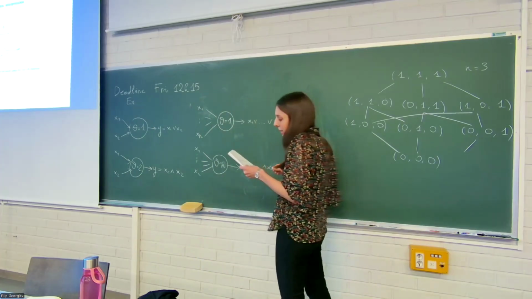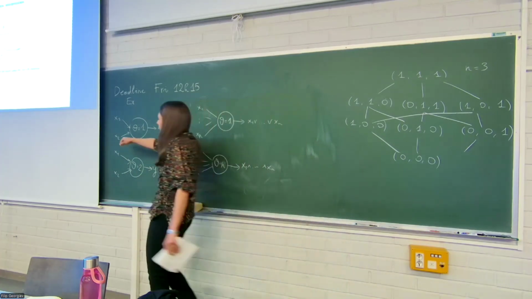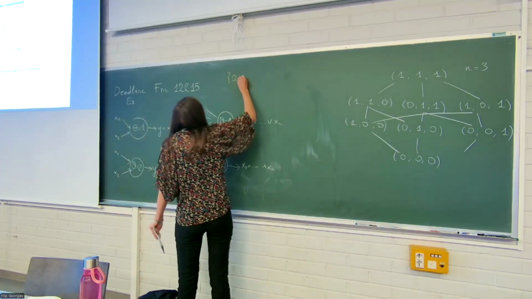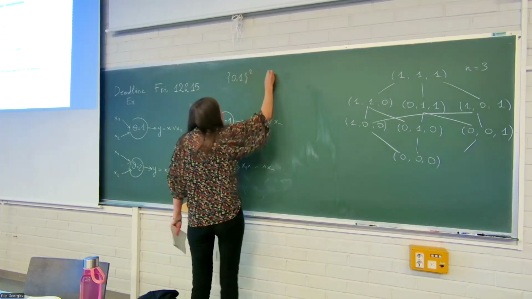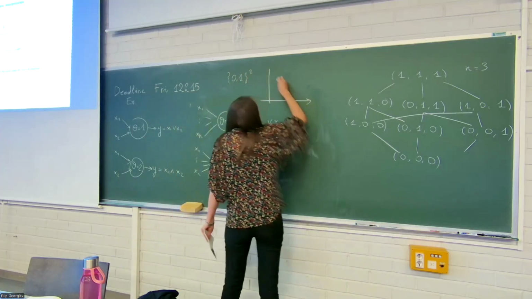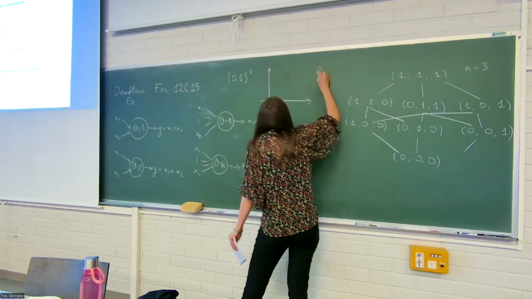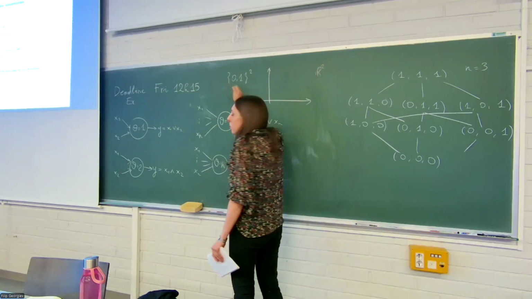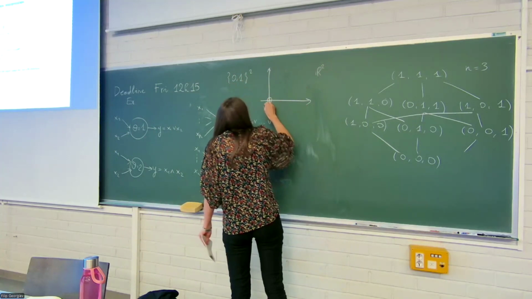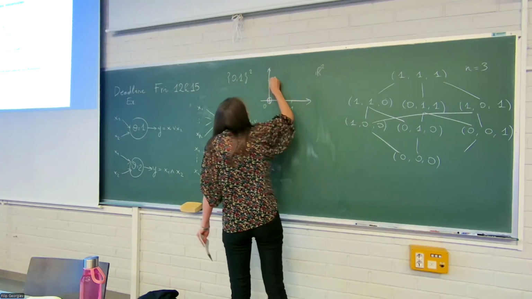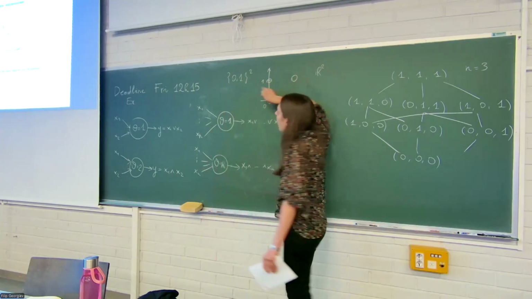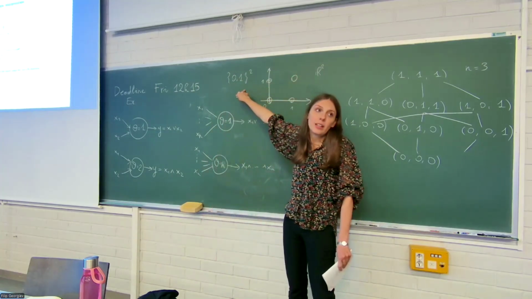But let's forget about this for a moment. Let's see. The input space, x1 and x2 belong, in this case, to {0,1} to the power of 2. This set is made in this way, so this is R2. But I don't care about R2, I care just about {0,1} to the power of 2, so I get these 4 points. This is 0, this is 1, this is 1. So those are the 4 elements of this set. Do we all agree?